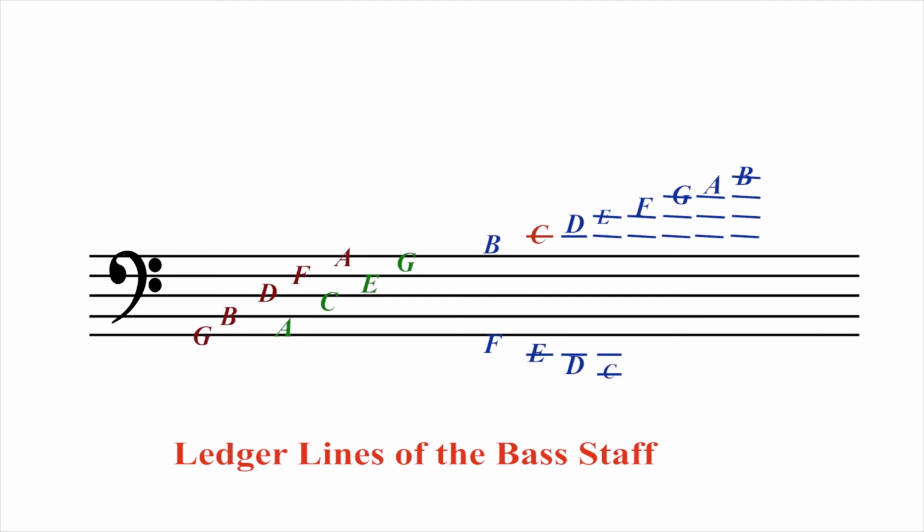The space below that will be B. The third ledger line below the bass staff will be A. The space below that will be G. Because I've finished A, I have to go back to G. And then the fourth ledger line below the bass staff is F.